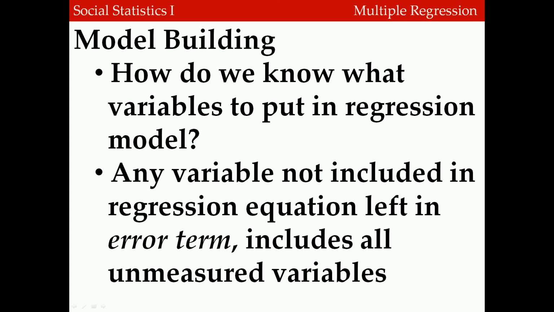Okay, so let's close by talking about how we construct the proper regression model. So what variables should be included in the model and what shouldn't? And so basically, you can think of it in the following way. Any variable that we don't include in the model is left in something called an error term. And the error term is basically what includes the effects of all unmeasured variables.